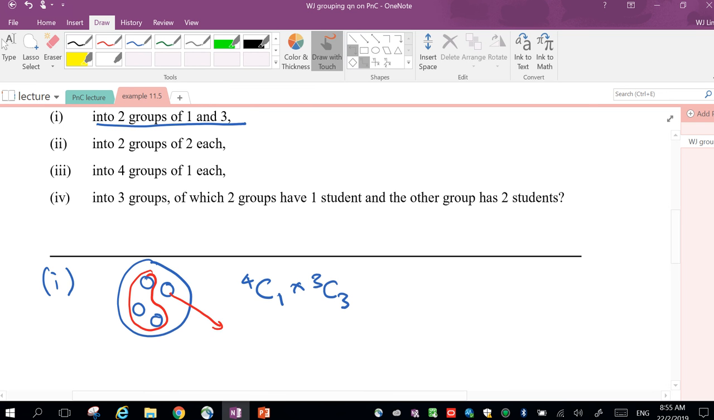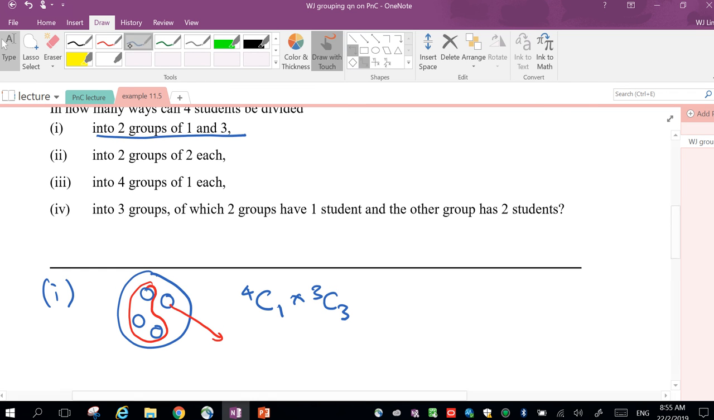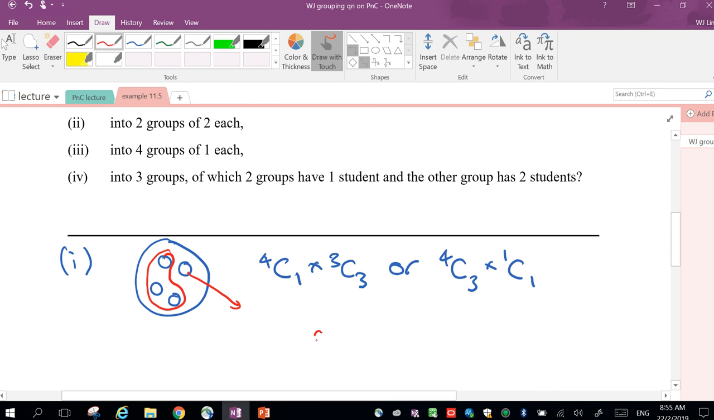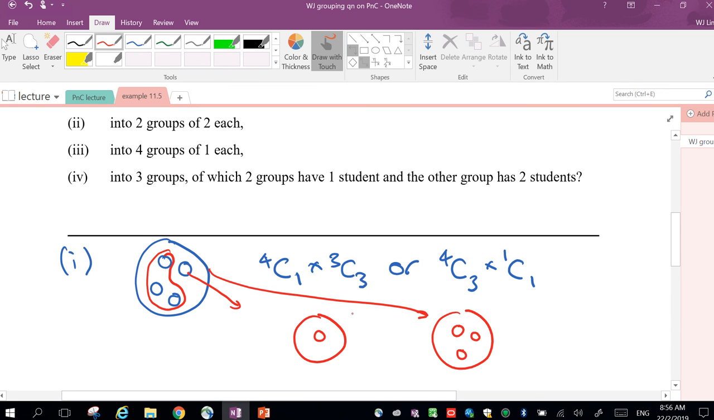Or, if you prefer not to pick the single person out first, you can do 4 choose 3. You choose the 3 people to form one group first, leaving 1 person remaining. So 1 choose 1. They are the same answer. So one group has 1 person, the other group has 3 people. Clear about that? Okay, so this is how they split into the groups.